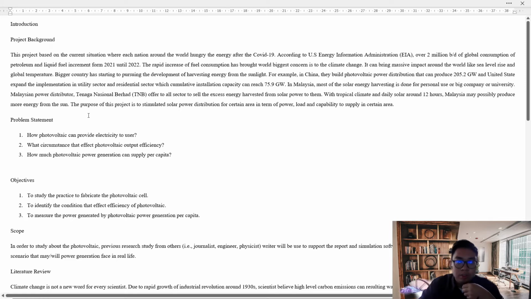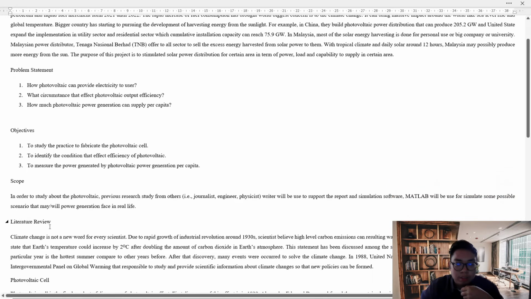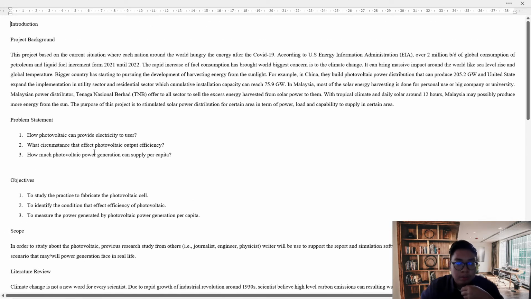AE20042. So I want to talk about the introduction part. The introduction part consists of project background, problem statement, objective, scope, and literature review. The project background is based on the current situation where we are facing climate change and global warming.